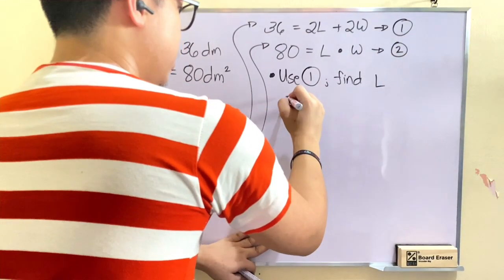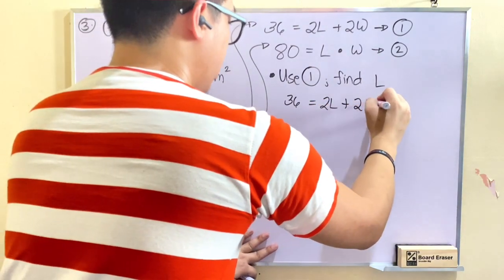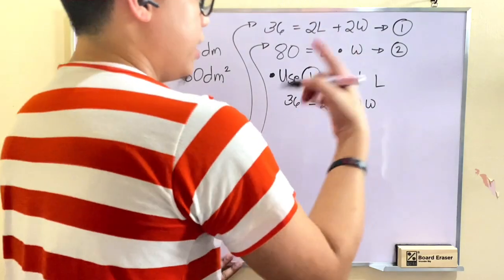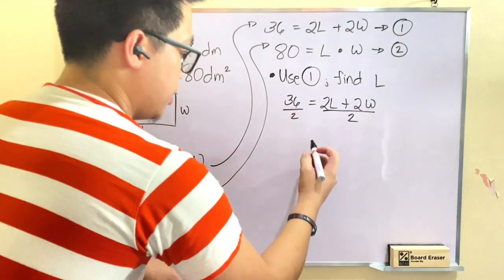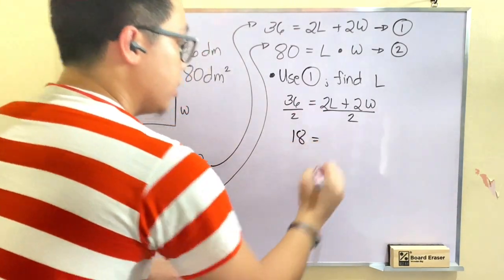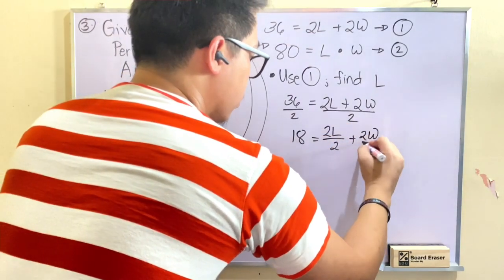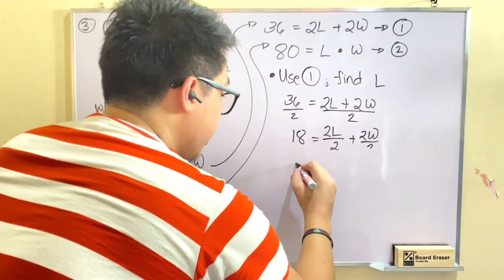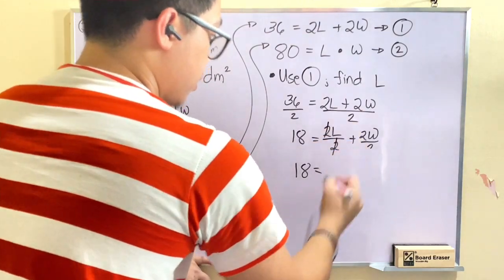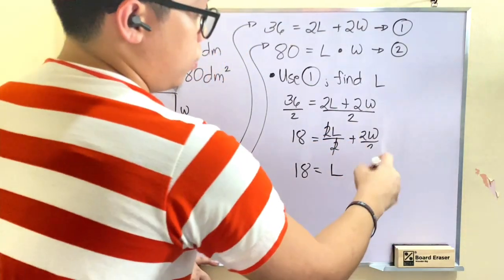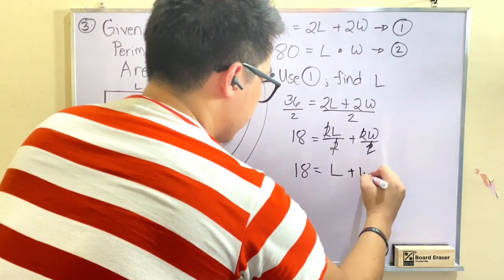So, ang equation 1 is 36 is equal to 2L plus 2W. Divide natin lahat sa 2 kasi para ma-simplify natin yung equation. 36 divided by 2 is 18 is equal to 2L divided by 2 plus 2W divided by 2. So, 18 is equal to 2L divided by 2. So, 2 divided by 2 is 1. So, matitira na lang is L. Then, 2W divided by 2 is W na lang ang matitira.